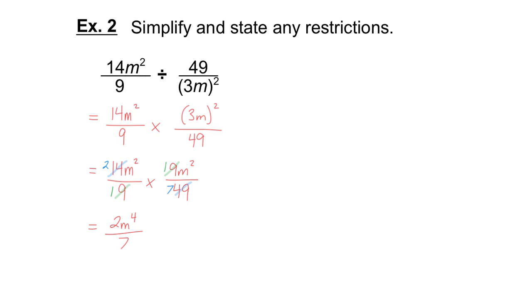I simplify first. 14 and 49 are both divisible by 7, so 2 over 7. When I expand this, 3m times 3m is 9m squared, so I got a 9 and a 9. They both cancel each other out. So I have 2m squared times 1m squared, which is 2m to the 4th, and 1 times 7 on the bottom. So this is the simplified expression.